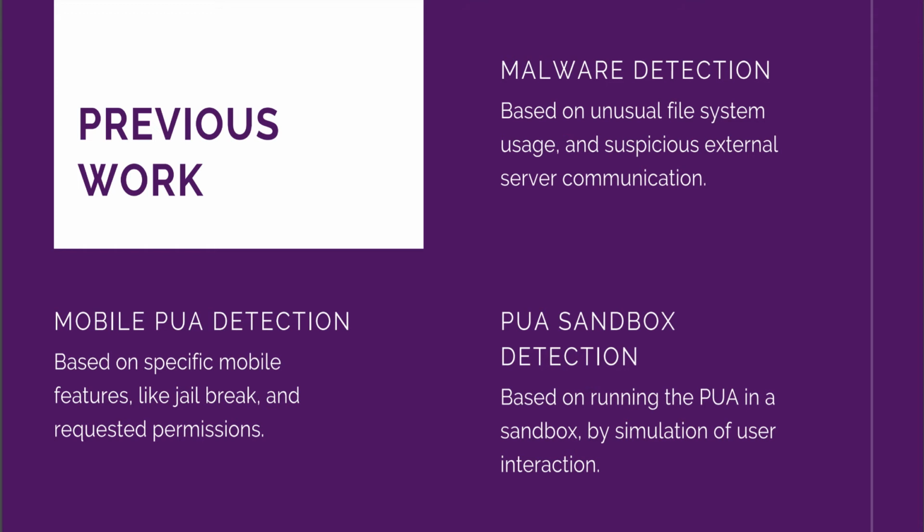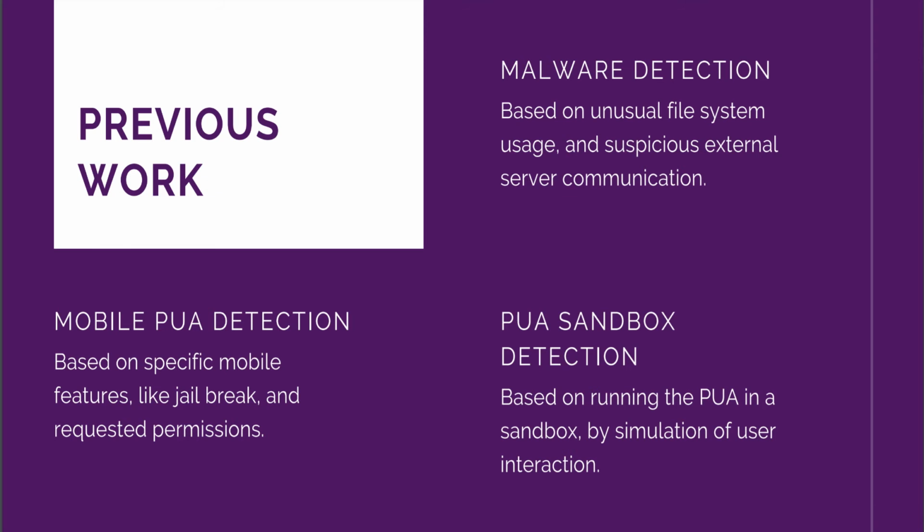Malware detection. There is a lot of research in this area. It usually either looks for unusual file system usage or static file analysis, suspicious external server communications. These methods will not help with the PUAs, since PUAs are very similar to benign applications, so their behavior is not unusual.